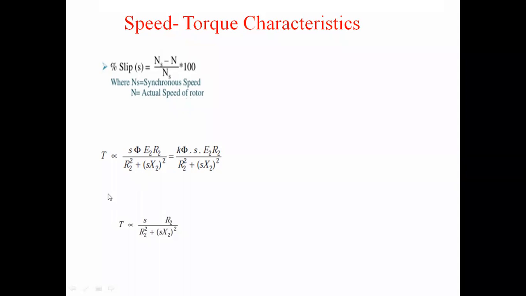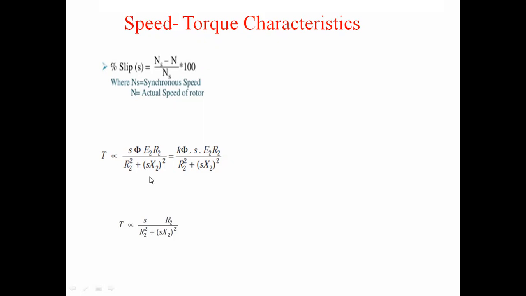Now the torque of an induction motor is proportional to slip into flux, E2 R2 divided by R2 square plus S into X2 square. Whenever I introduce the value of S, it always belongs to the running conditions. जेव्हा मी S, स्लिप कन्सिडर करतो, तेव्हा हा टॉर्क is always belongs to the running conditions only. Okay.